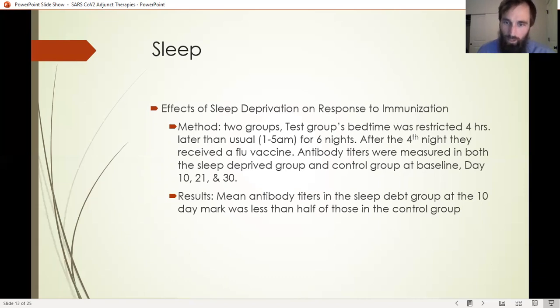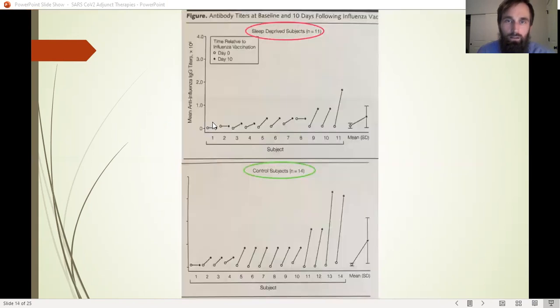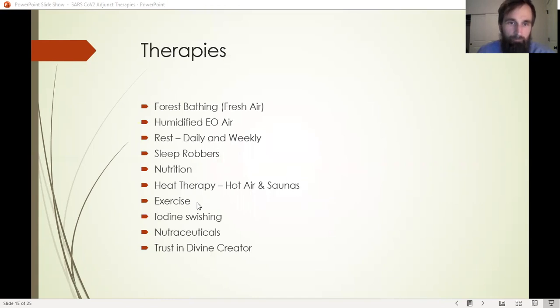So we will continue to power through the rest of this information. COVID-19 mortality risk correlates inversely with vitamin D status. Now, this is just a graphic of the sleep deprived subjects and control subjects. We really don't have time to get into that. Half as many antibodies. That's all you need to remember if you're sleep deprived.